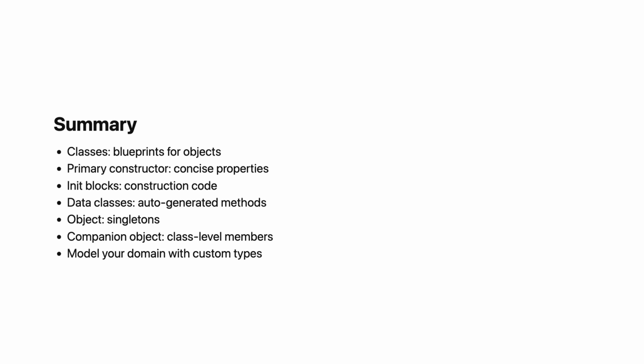Use companion objects for factory methods, constants associated with the class, or anything that should exist once per class, not once per instance. Let us summarize. Classes are blueprints for objects. They define properties and methods. Primary constructors define properties concisely. Init blocks run code during construction. Data classes auto-generate equals, hashCode, toString, and copy. Object declarations create singletons. Companion objects provide class-level members. Classes let you model your domain with custom types.